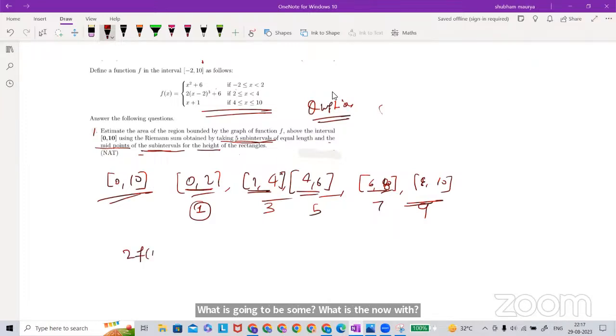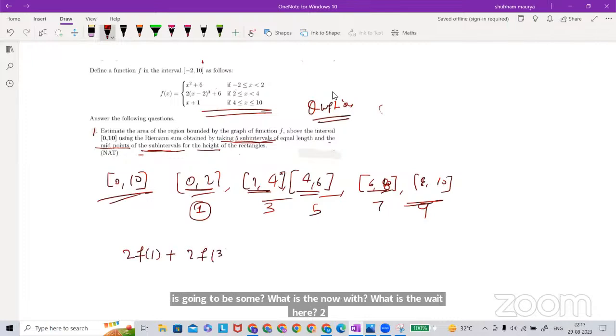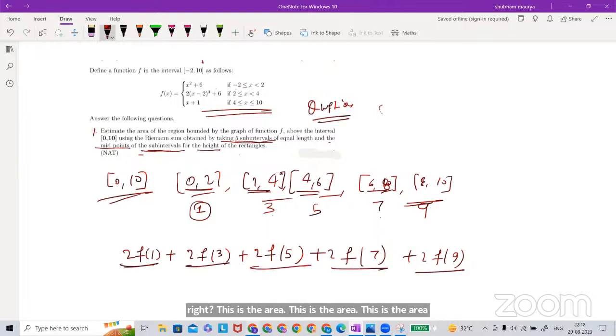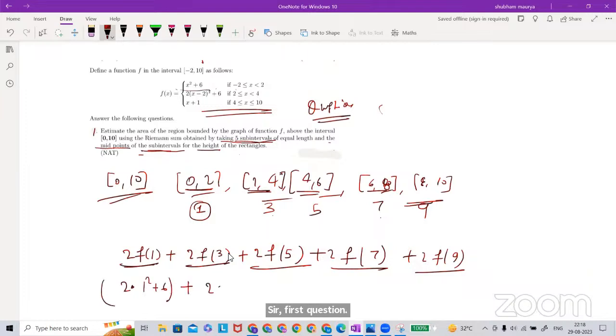With this width 2: 2 f of 1 plus 2 f of 3 plus 2 f of 5 plus 2 f of 7 plus 2 f of 9. This is the area of the rectangles. Now, 2 into what is f1? Where will be f1? The first equation, sir. The first one, this is 1 squared plus 6 plus 2. Well, what is f3?